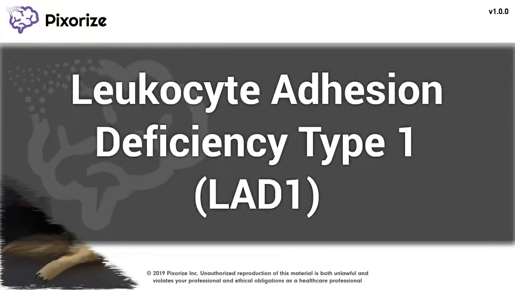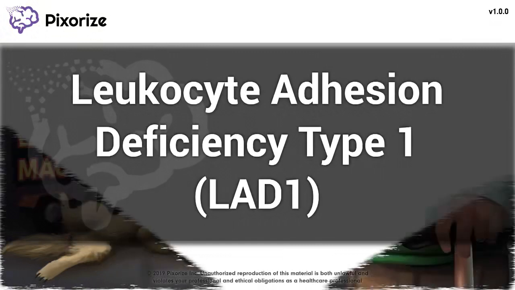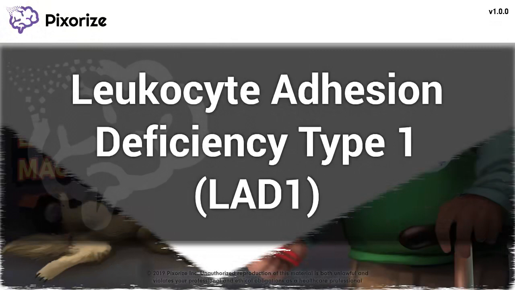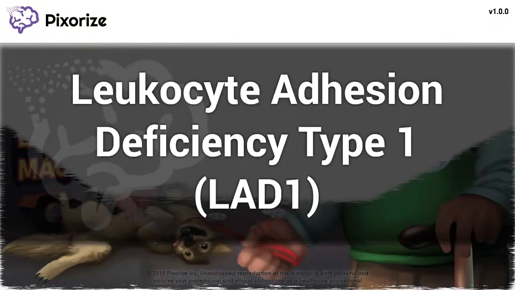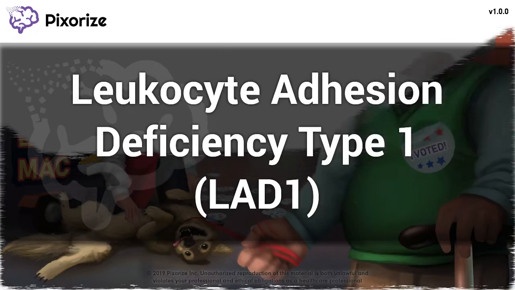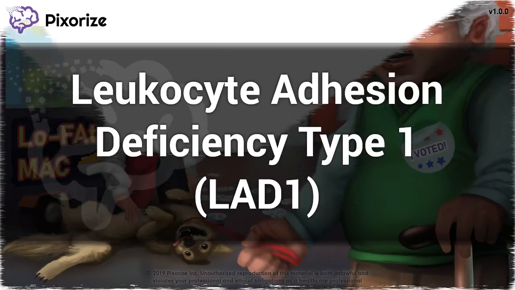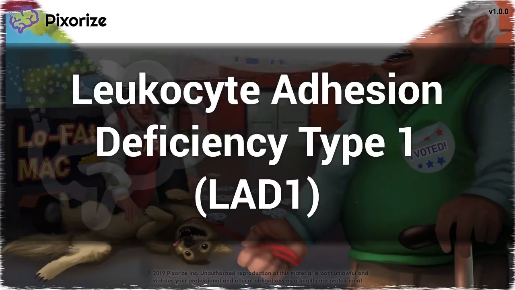Leukocyte adhesion deficiency type 1, or LAD1, is an inherited immunodeficiency disorder caused by defective CD18 integrin. Leukocyte adhesion deficiency does exactly what its name suggests. It impairs the ability of white blood cells, or leukocytes, to stick or adhere to the walls of blood vessels. This makes them unable to migrate where they need to go.